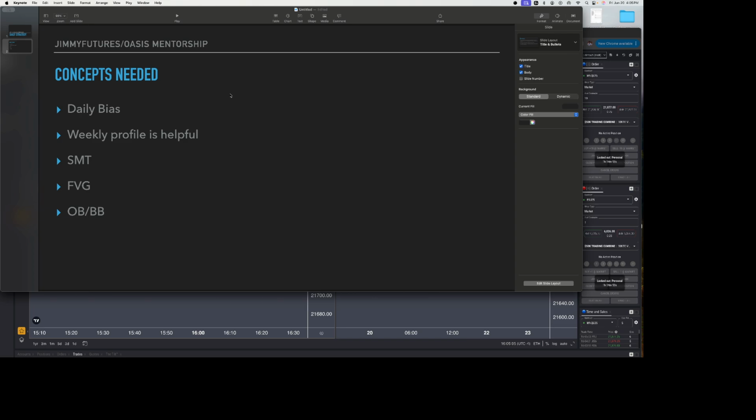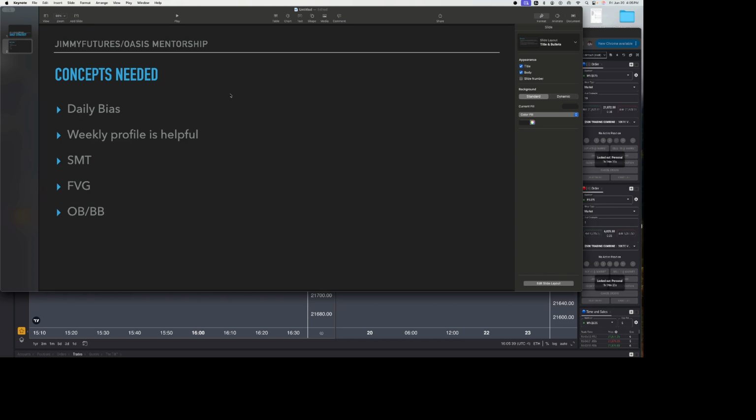The first one is daily bias. You need to have a daily bias. What direction you think the market is going to go for the day. There are ways you can get that from the chart. We'll go over that here in a little bit. Weekly profile is helpful. Again, that's another concept. There are several weekly profiles. To be honest, the reason I say it's helpful is sometimes it plays out that way and sometimes it doesn't. Lately, we've been in such a news-driven market that weekly profile has been kind of pointless, but it's something to keep in the back of your mind.